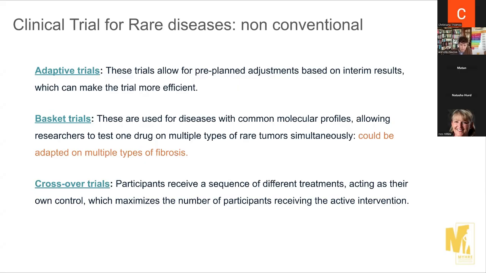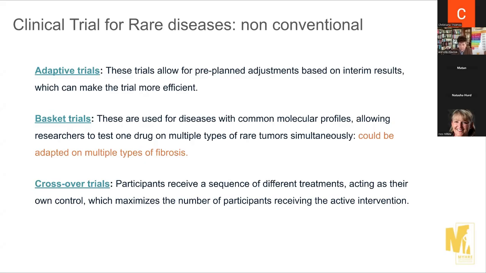It has been done up to now in rare tumors, where they have a large population that can have different types of tumors, and they go, in fact, with the same drug, they look at one tumor, and then when they see that it doesn't act on that, or even if they see that it acts, they can go to another tumor and another tumor and another tumor. For us, we have fibrosis, and we can adapt what they do in oncology on multiple types of rare tumor, we can do on multiple types of fibrosis.